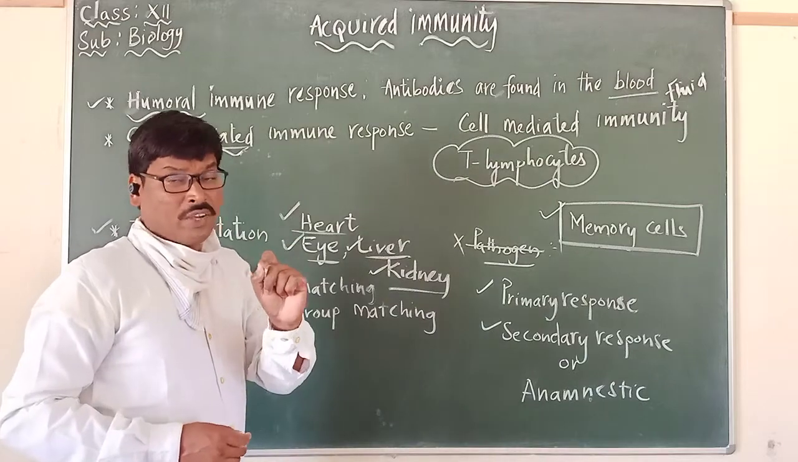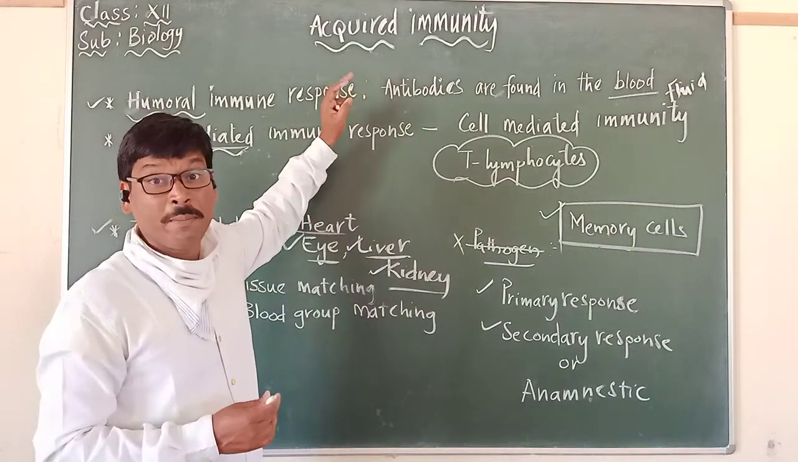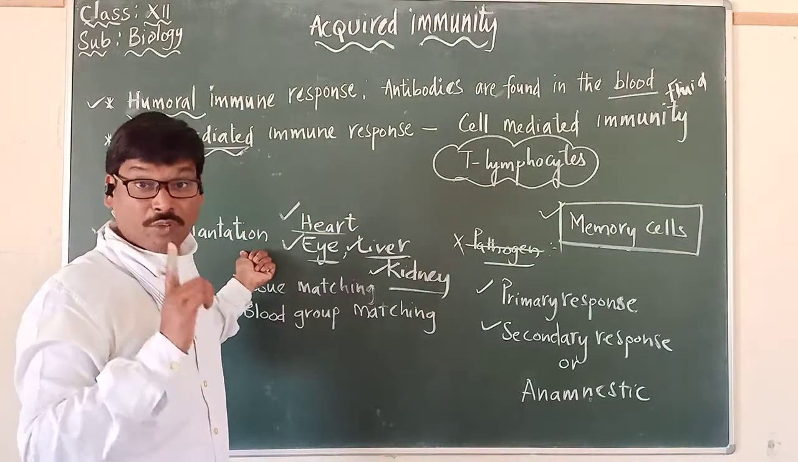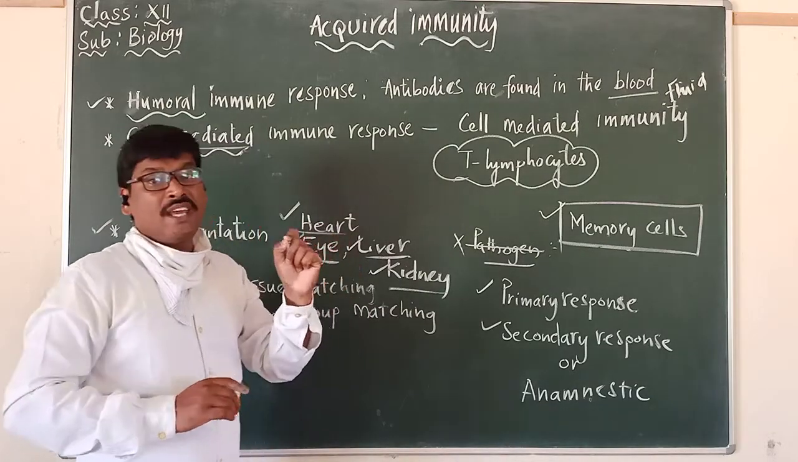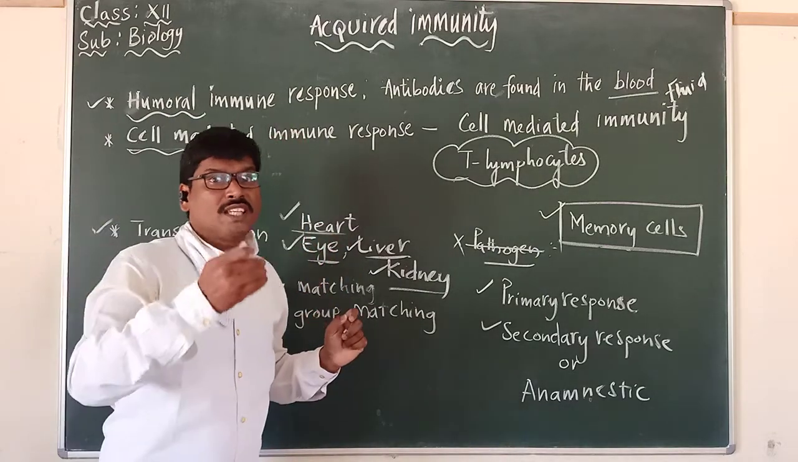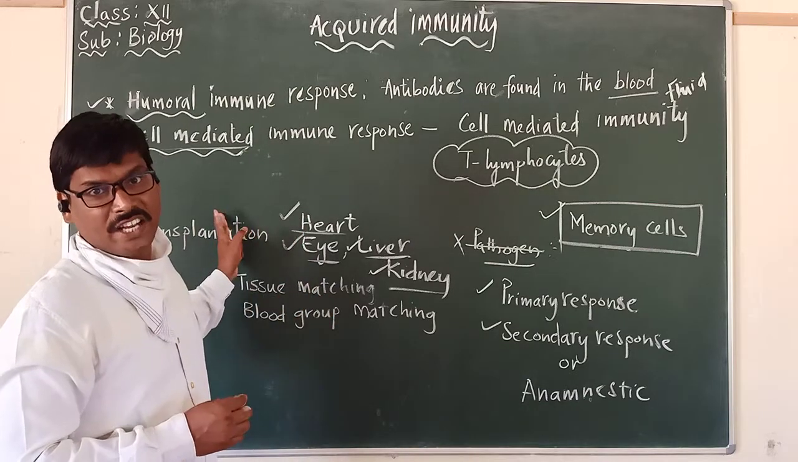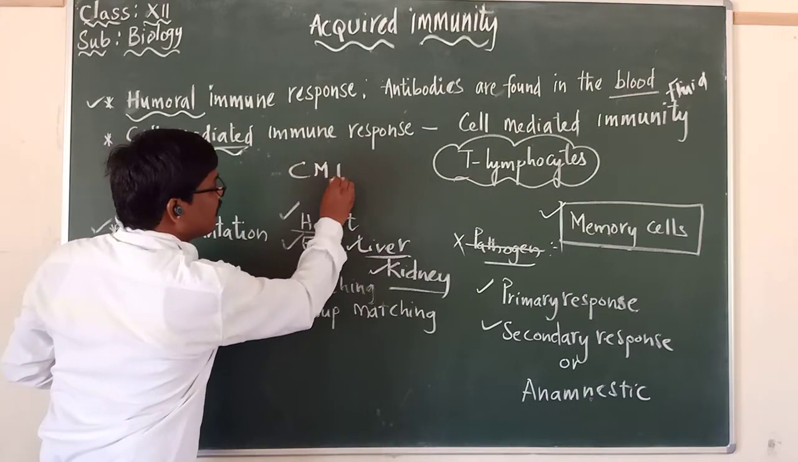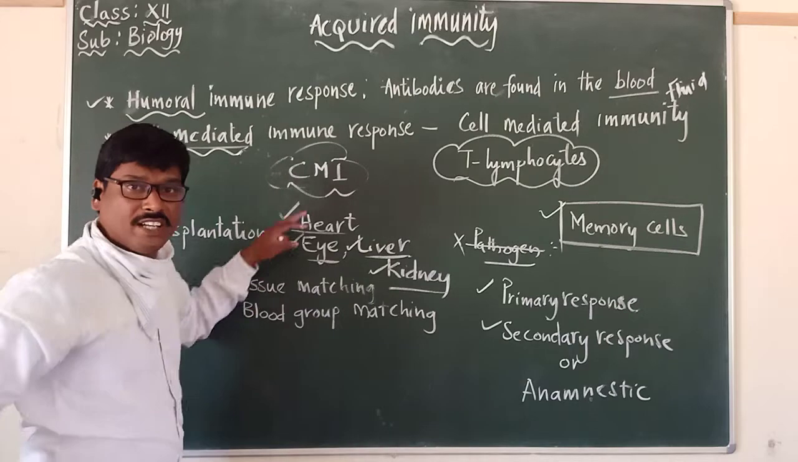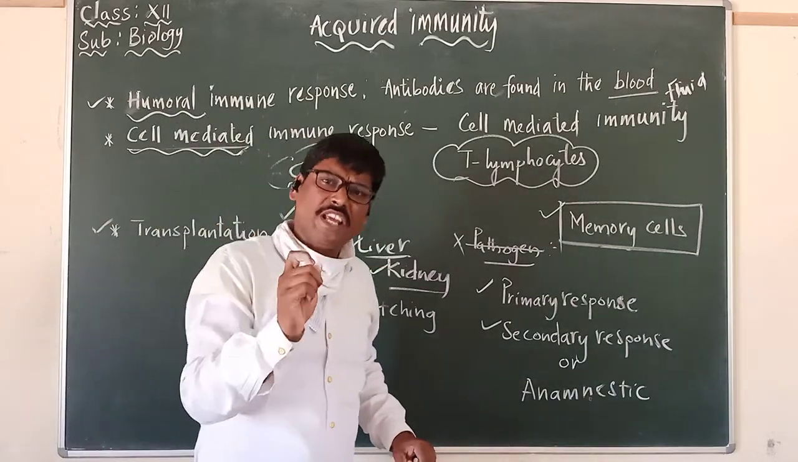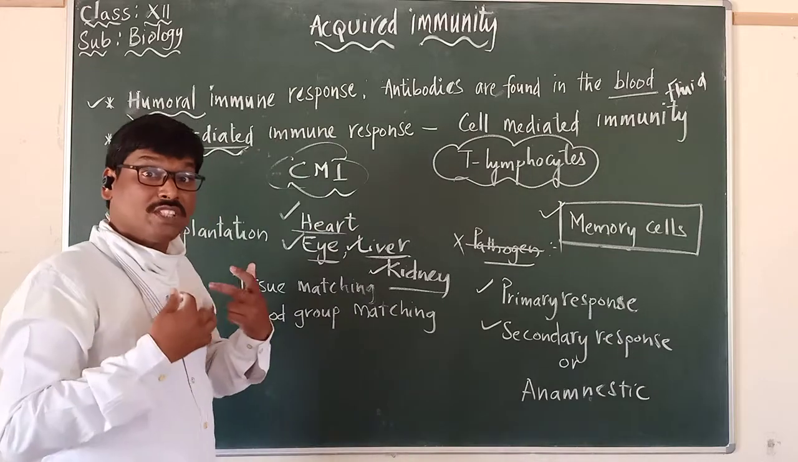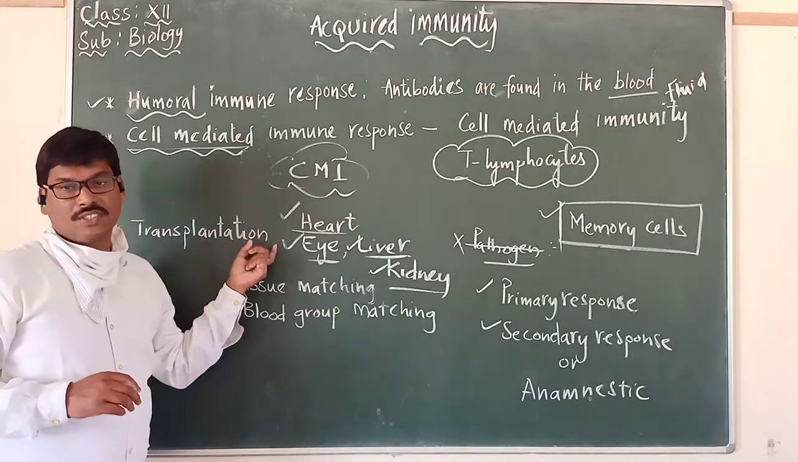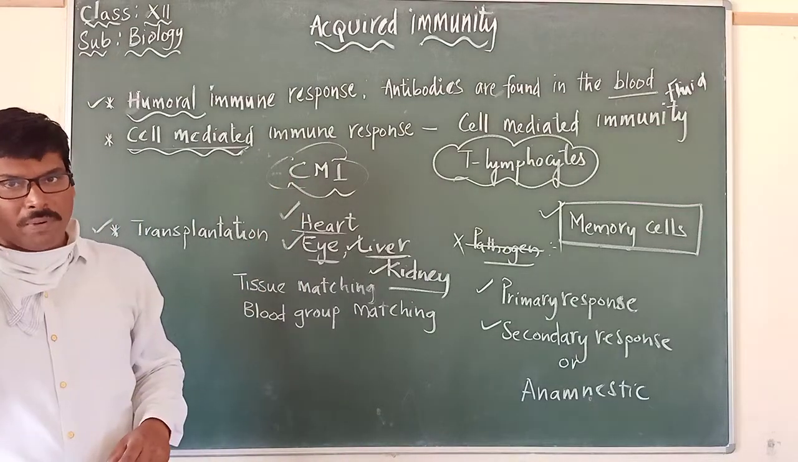Which acquired immunity participates in rejecting the organ transplantation? This is a very, very important point and question. Name the acquired immunity which is involved in rejecting organ transplantation. The answer is cell-mediated immunity. Please remember this. Cell-mediated immunity recognizes self and non-self cells and helps in graft rejection, so it plays a crucial role.